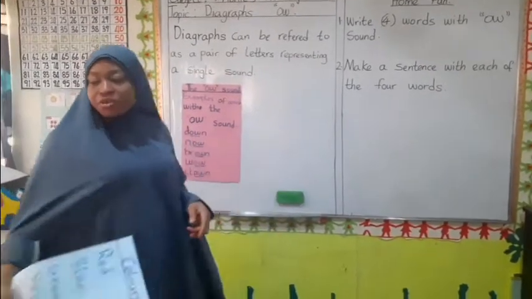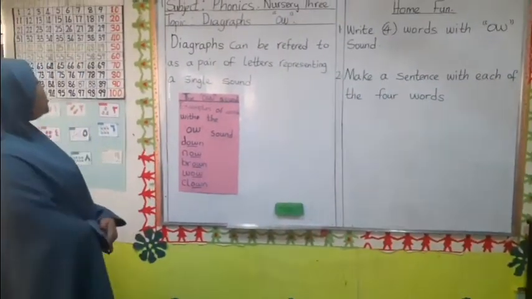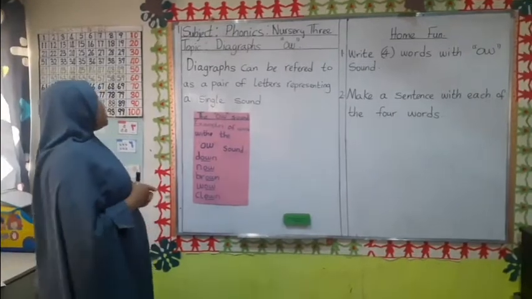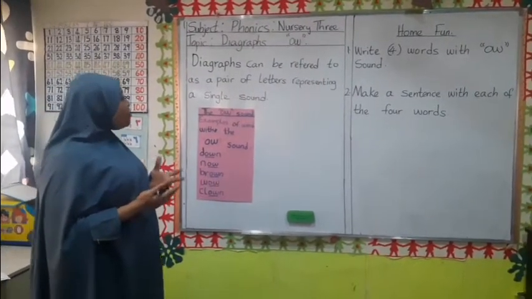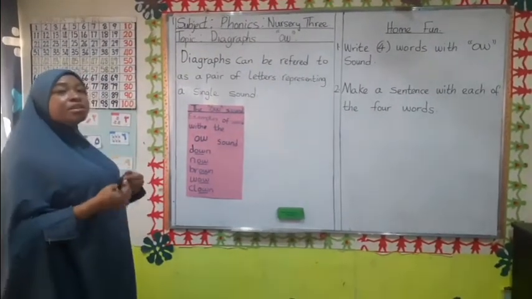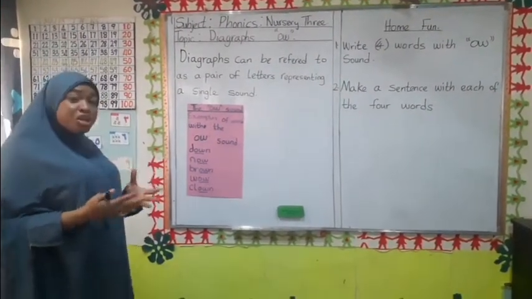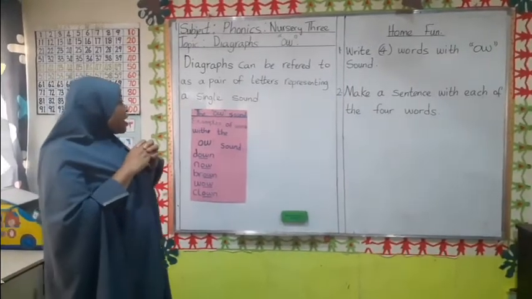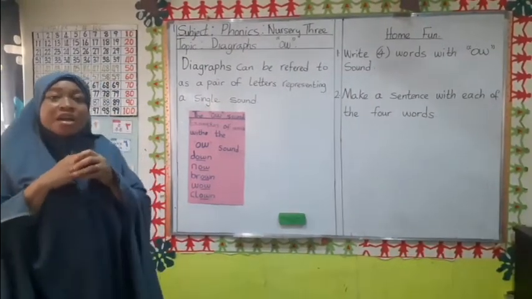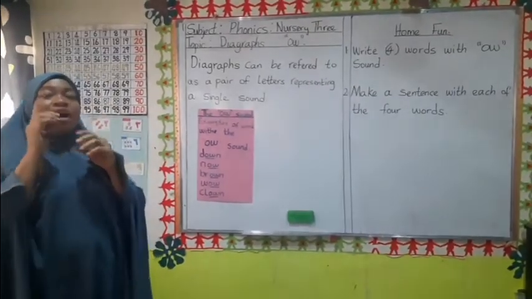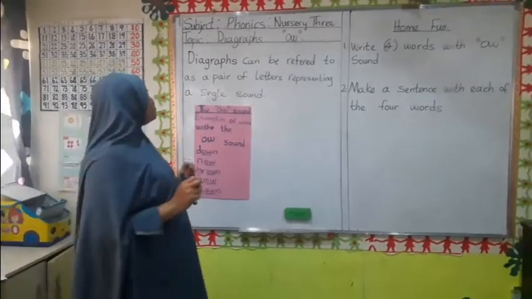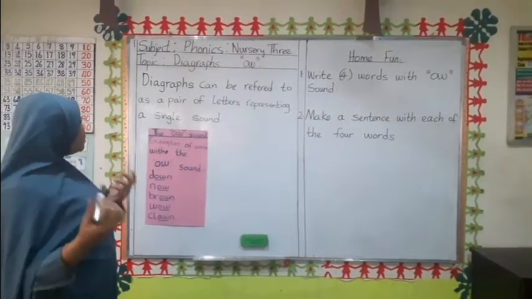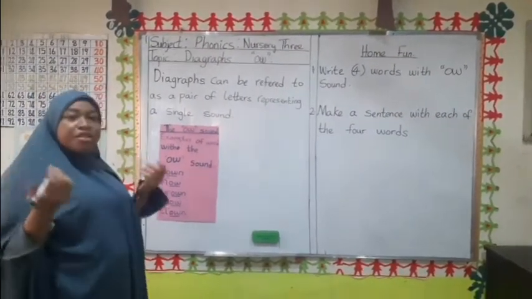Mashallah. So today, let's quickly rush through what we have on the board. Interestingly, the topic is digraph. When we talk about digraphs, we say a digraph is a pair of letters representing a single sound. What does this mean? It means two letters coming together, just like the ones we've talked about in class. Sometimes you can have a vowel and a consonant coming together to have just one sound. When that happens, we refer to them as what? Digraph.